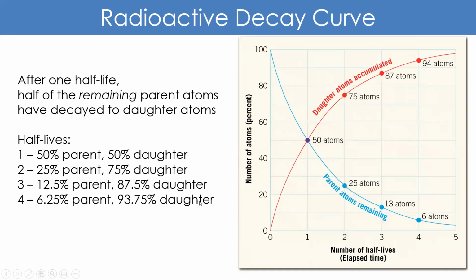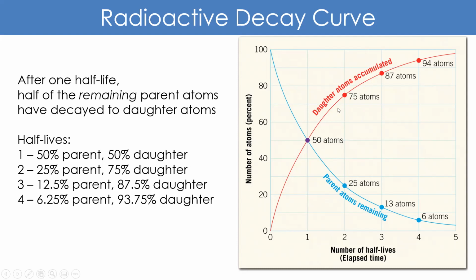So if we have this curve, the blue curve on this graph is the parent atoms left, and the red curve is the daughter atoms that we've accumulated. So as you can imagine, with the fresh rock, we have 100% of the parent atoms remaining. Nothing has decayed yet at all. So as we go through time, the number of parent atoms decreases and the number of daughter atoms increases, as you can think of. So the first half-life is going to be 50% parent, 50% daughter.